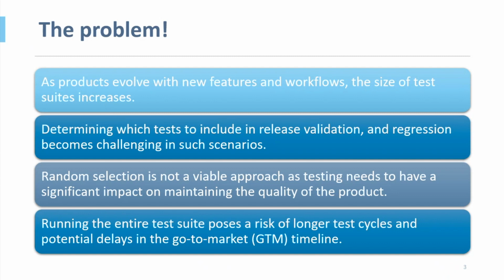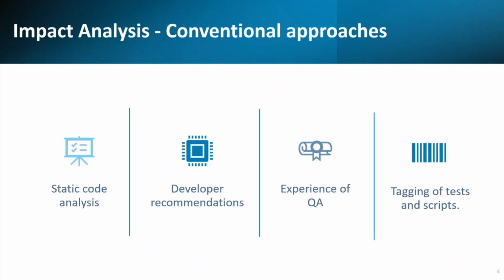As products evolve with new features and workflows, the size of the test suite also increases. It becomes difficult to determine which tests to include in the release. Random selection is not a viable approach because testing needs to have a significant impact on maintaining the quality of the product. And running the entire test suite poses a risk of longer test cycles and potential delays in the go-to-market timelines.